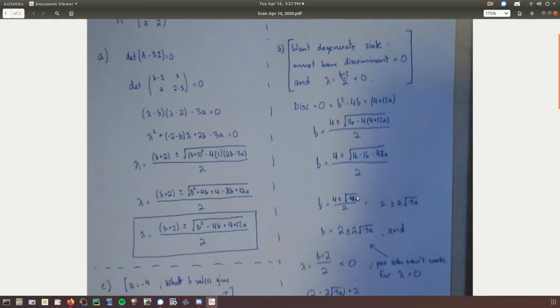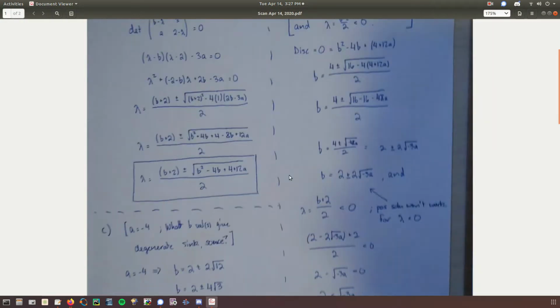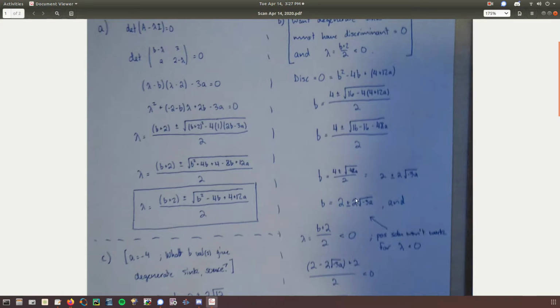I'm going to do some simplifying. 48 is 16 times 3. Square root of 16 is 4. So I'm going to rewrite this guy. So 4 divided by 2 gave me 2. I had a 4 that popped out here as well. 4 divided by 2 gave me 2, plus or minus in between, what remained underneath the square root was our negative 3a right there. So that's going to be b. But I don't just need to find the relationship between b and a. So this tells me the relationship between b and a for us to be degenerate.